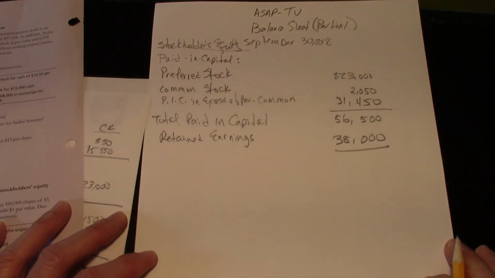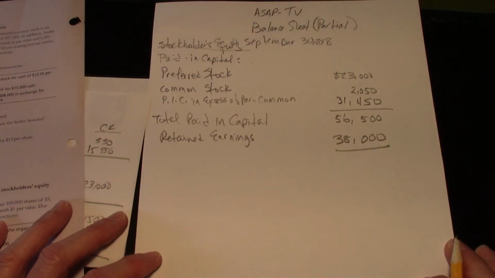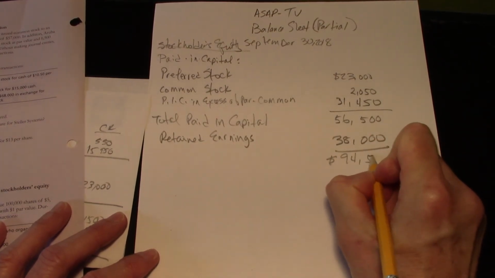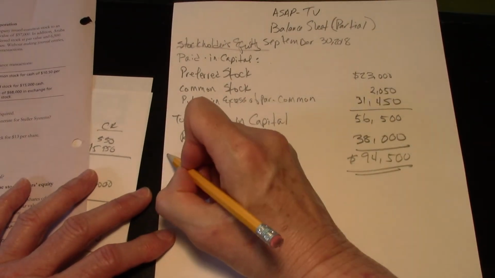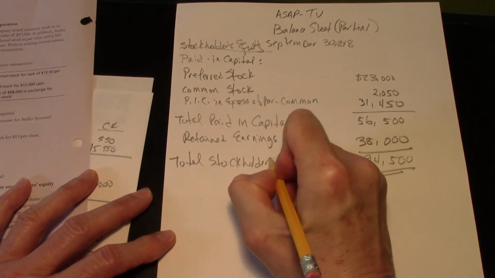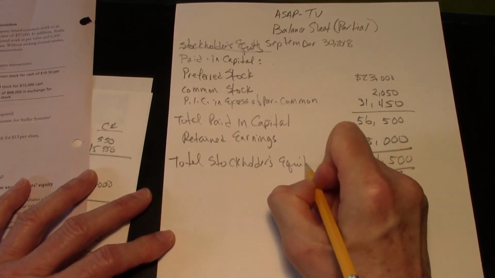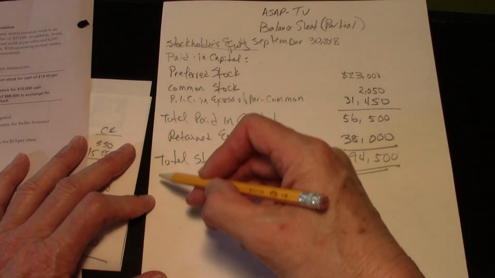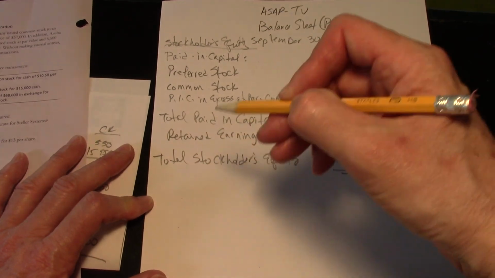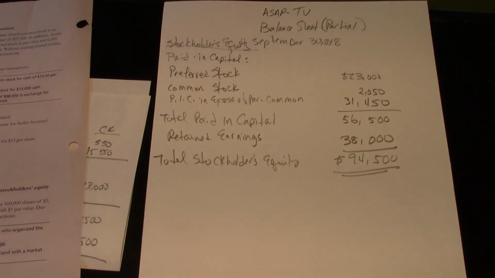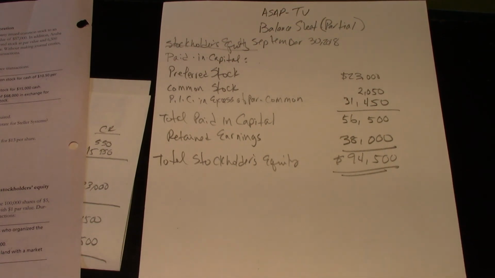All right, so 56,500 plus 38,000 is 94,500. And we call that total stockholders' equity. All right. Now, if this were a real full balance sheet, the next line would be total liabilities plus stockholders' equity, and we'd fill that in there, but we don't have the liabilities. But don't ever forget that last part. It's very important. All right, so that's it for Chapter 13.